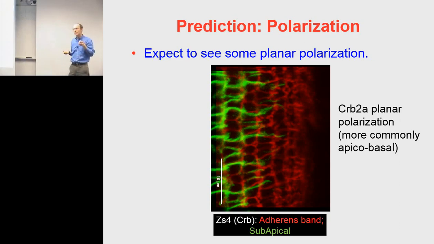If you are a PCP aficionado, it's interesting that this is Crumb's 2B because it's not classically a PCP protein, but there's a few examples in fly where it is known to be planar polarized, in cases where there's strong anisotropy in mechanical forces as well as in protein concentrations, as we believe is happening here. So that's kind of nice.